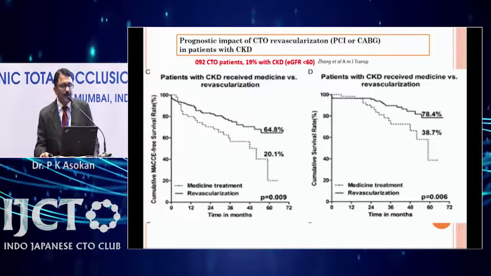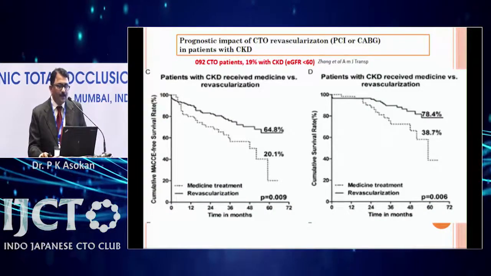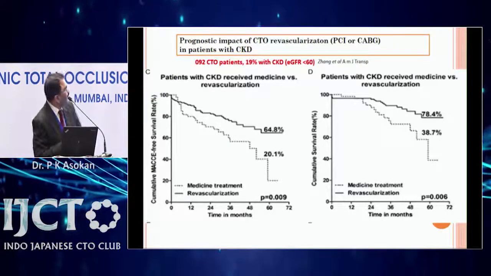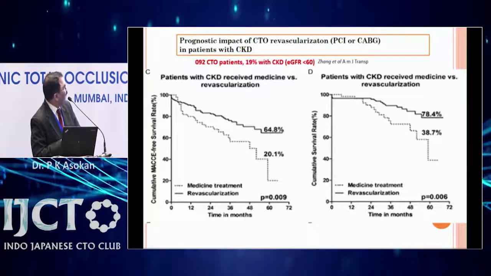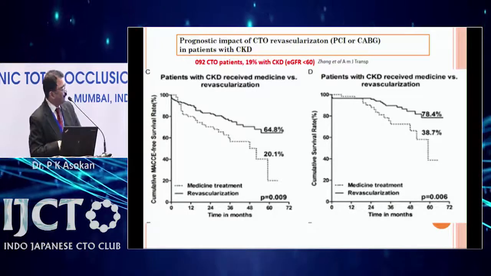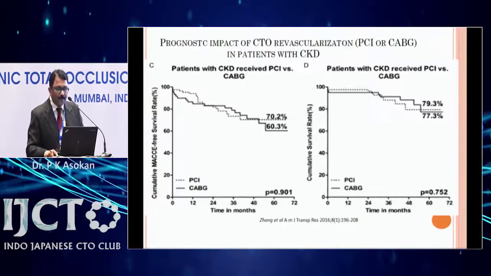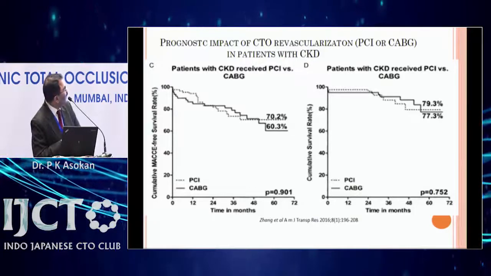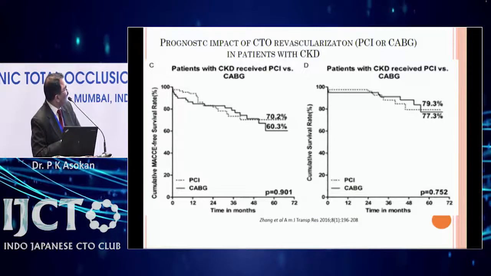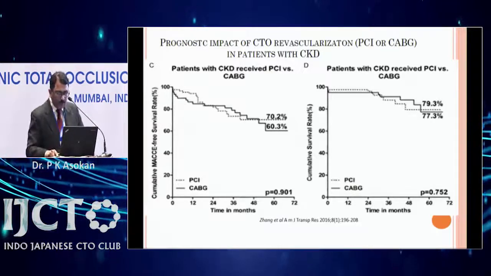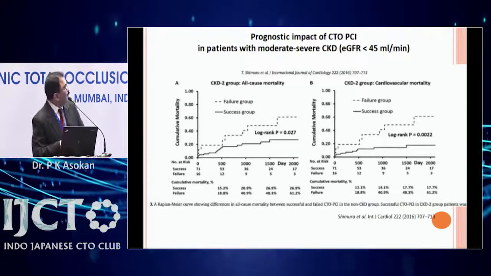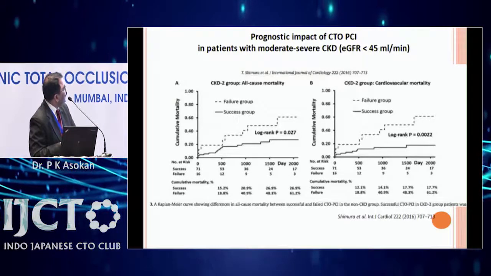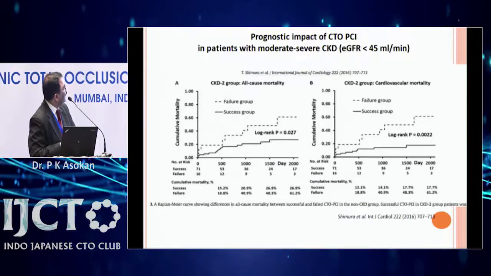So the prognostic impact of CTO in patients, whether you do CABG or PCI: patients with CKD who received medical therapy have a lower survival versus revascularization. In patients with CKD, if you do CABG or PCI, then the survival is better. There's not much difference. But if there is an attempted CTO and if there is a failed CTO, then the accumulated mortality or MACE rate is high.